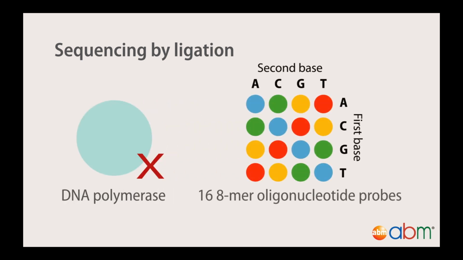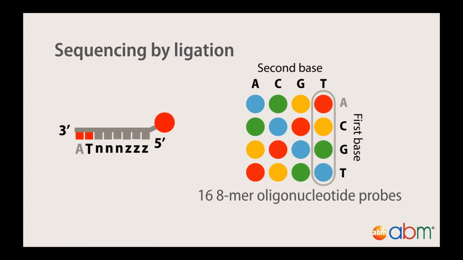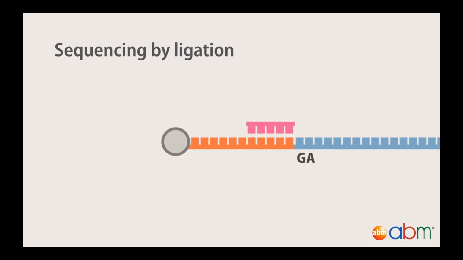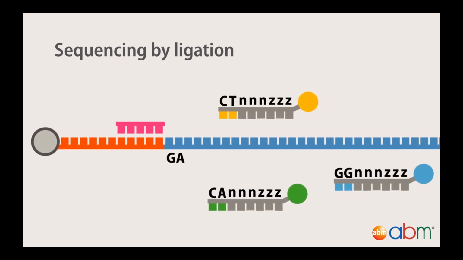Sequencing by ligation is different from the other two methods since it does not utilize a DNA polymerase to incorporate nucleotides. Instead, it relies on 16 octamer oligonucleotide probes, each with one of 4 fluorescent dyes attached to its 5' end that are ligated to one another. Each octamer consists of 2 probe-specific bases and 6 degenerate bases. The sequencing reaction commences by binding of the primer to the adapter sequence and then hybridization of the appropriate probe.